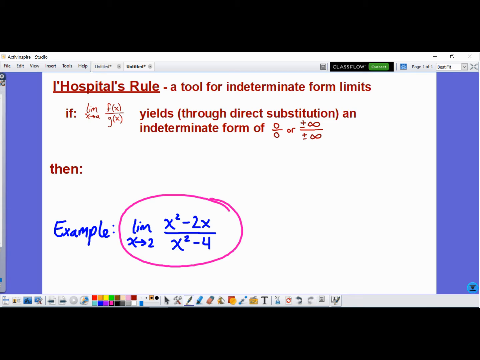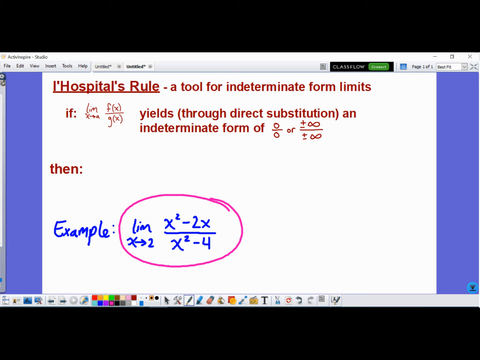The first thing we normally try is direct substitution, where you would plug 2 in, right? And you'd get 4 minus 4 over 4 minus 4, 0 over 0. I'll show that in a minute. And we talked about some different algebraic strategies to deal with a limit like that. We would, in this case, factor, reduce, and then try direct substitution again.